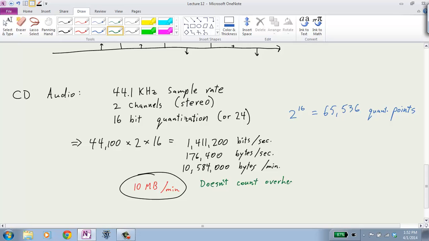It also, it's not even the highest quality, right? By that I mean we could have gone to more quantization bits, right?